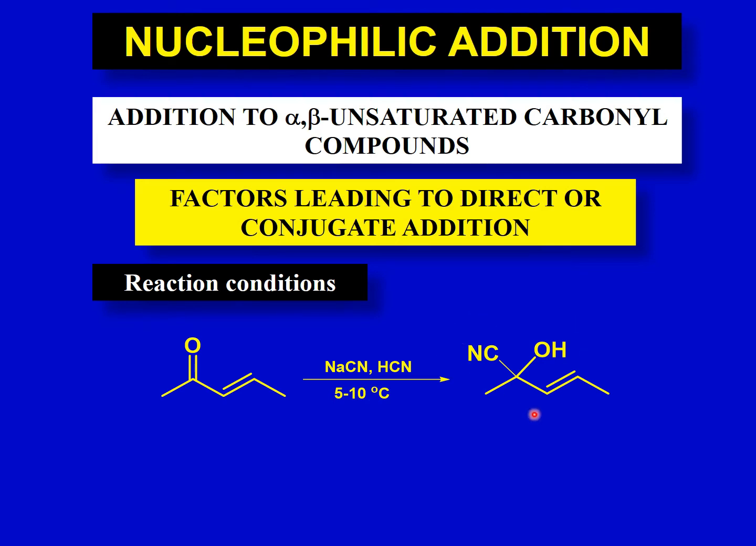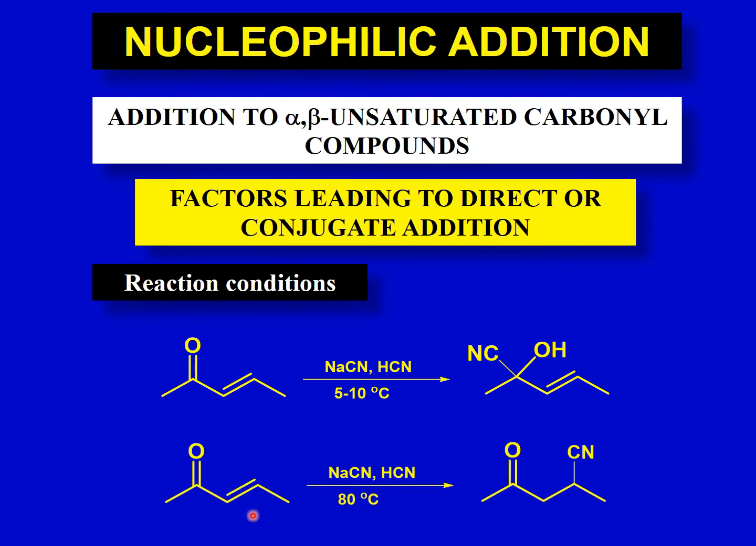This double bond is untouched while addition takes place across the carbon-oxygen double bond, and it's a 1,2 addition product or direct addition product. We can also call it the kinetic product, in which this cyanide group attacks the carbonyl carbon, shifting this pi bond towards oxygen. This oxyanion which is formed then takes a proton from HCN, forming this cyanohydrin. So at low temperature, using sodium cyanide, this alpha beta unsaturated ketone will lead to the formation of a cyanohydrin.